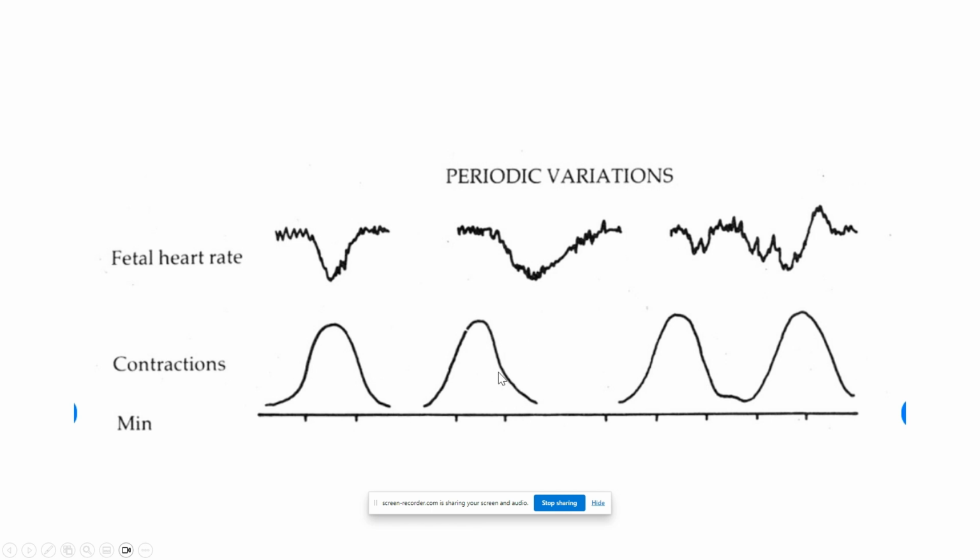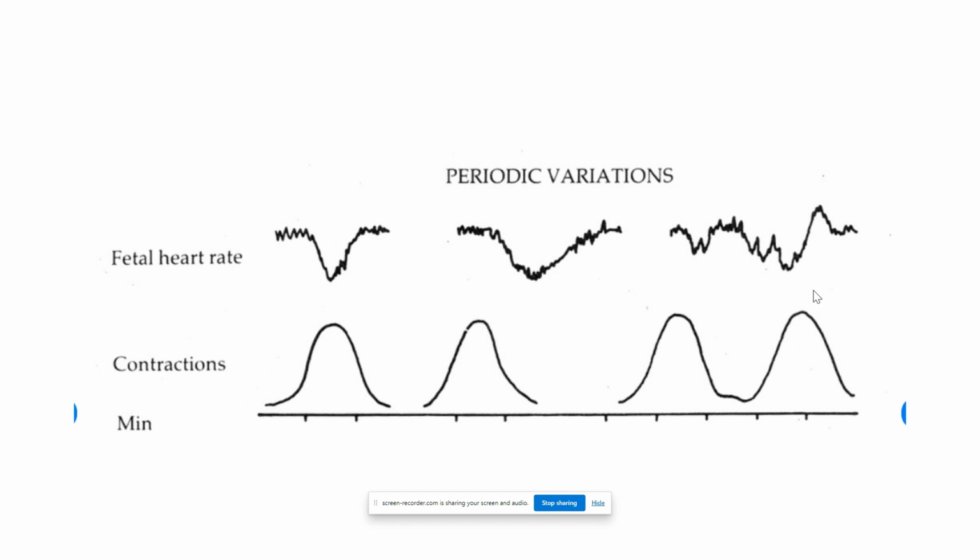I'm going to skip the late deceleration for now and move on to a variable deceleration. So, this is an example of a variable deceleration. And a variable deceleration can either look like a V, a U, or a W. And a variable deceleration doesn't necessarily correlate with a contraction, but a variable deceleration is a cord compression, which means that the baby is on the cord and it has stopped oxygenation to the baby.